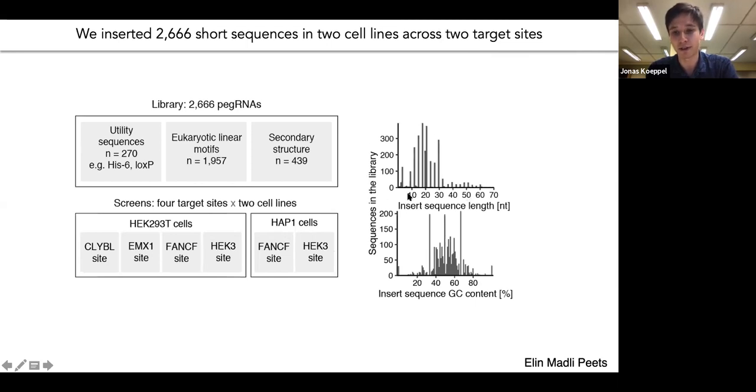Just to show you roughly what's in the library, so this is the different types of sequences stratified by length. So you see that we have many sequences, around 20 nucleotides, some that are very short, including all singlets, doublets, and triplets. And then we have sequences up to 69 nucleotides. And they have a kind of range of GC contents.